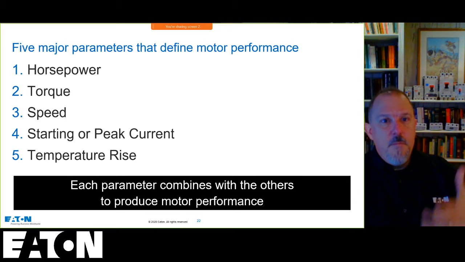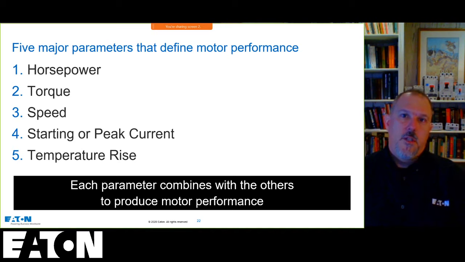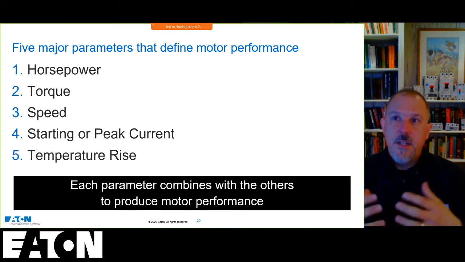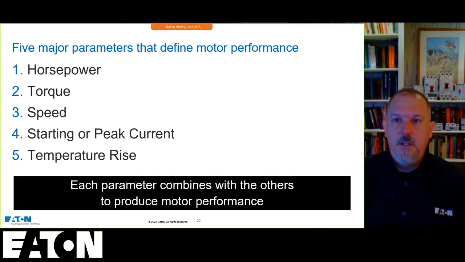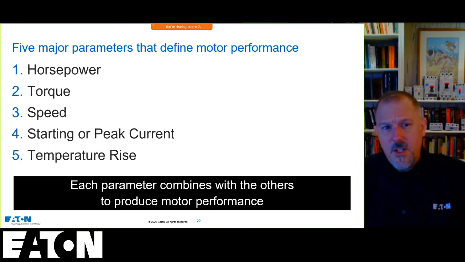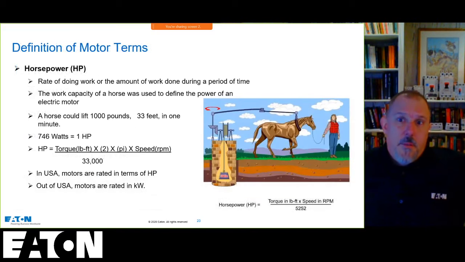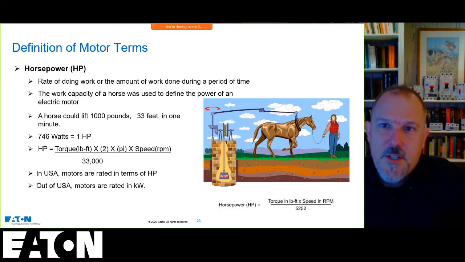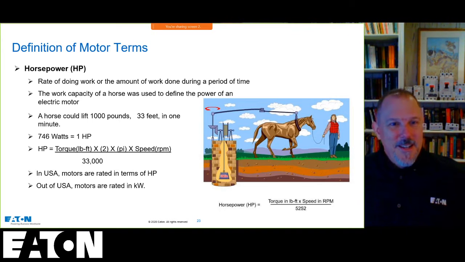Now, there are five major parameters that define motor performance: horsepower, torque, speed, starting or peak current, and temperature rise. All of those work together to give you the picture of the performance of that motor. That's just an important thing to remember, and we're going to talk about each of those components. Pretty much we're going to hit each one of those, I believe. I put this slide deck together a while ago, so sometimes it's hard to remember where you were.